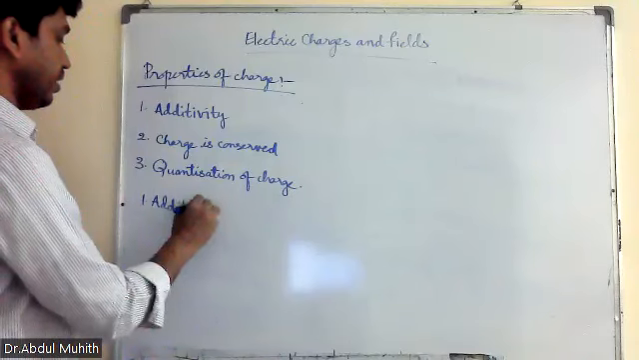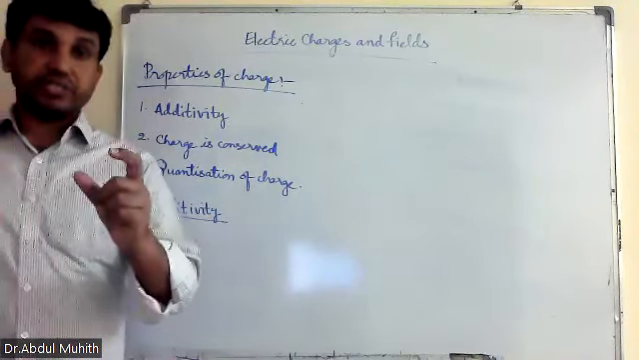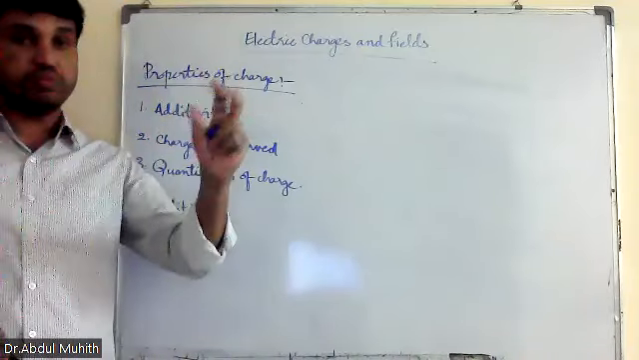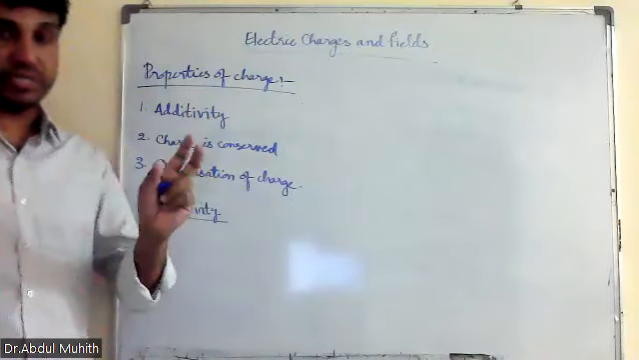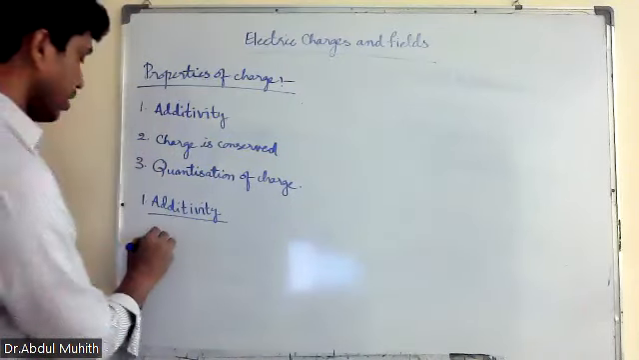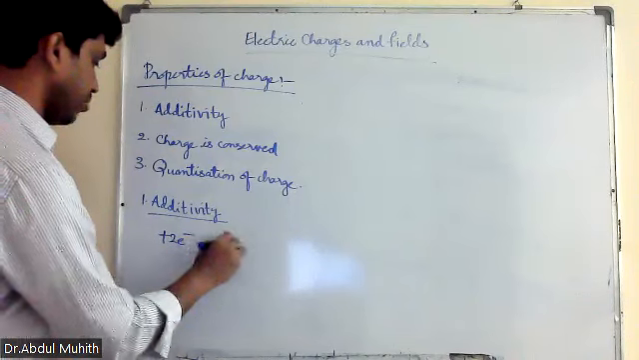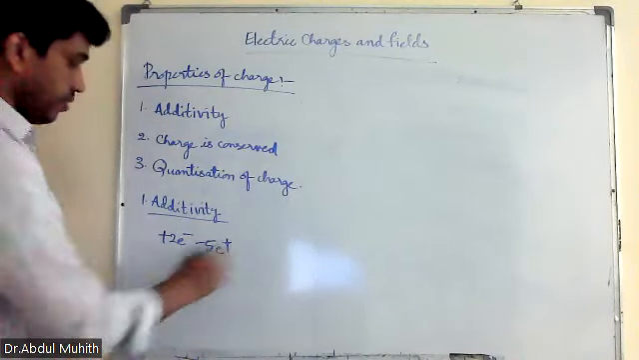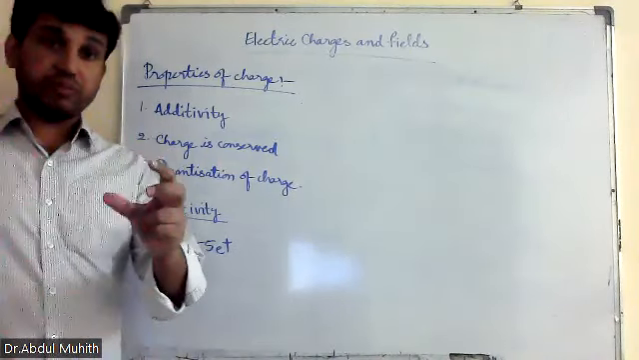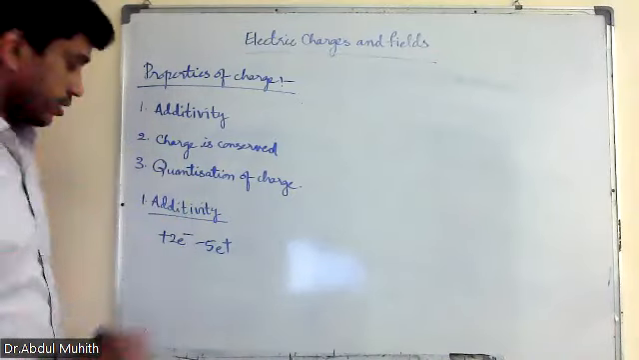What is additivity? Suppose you have positive charges and negative charges. Irrespective of their masses, because the mass of the proton is around 2000 times more than the mass of the electron, we can still add the charges. Suppose you have two electrons and five protons, we add them, and that gives the resultant charge. Irrespective of the masses, we can still add the charges. That's the first one.